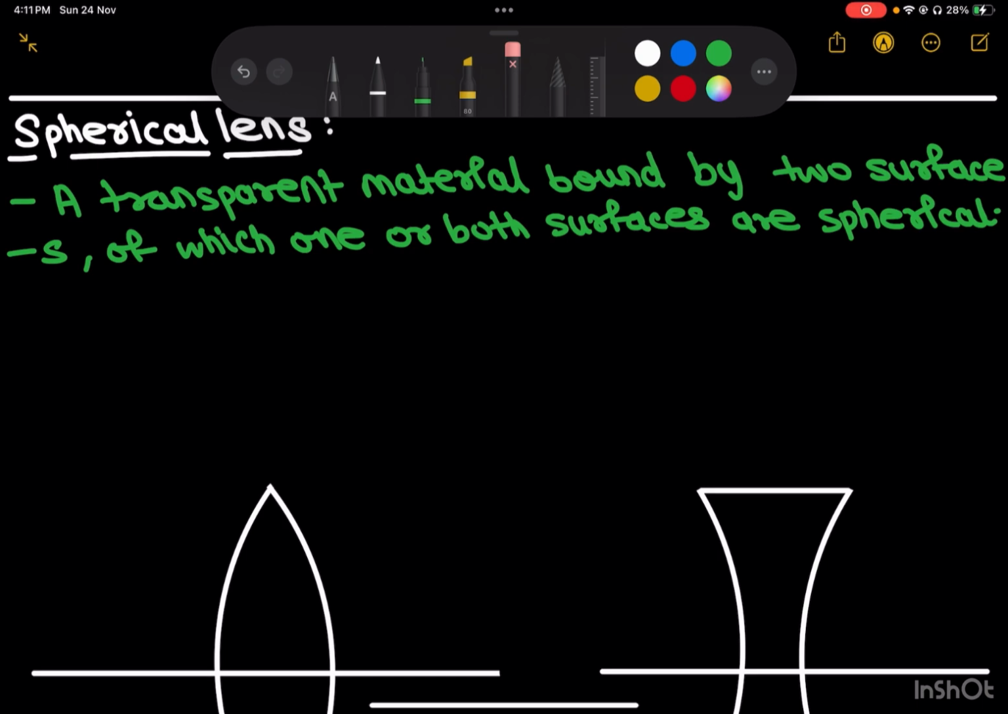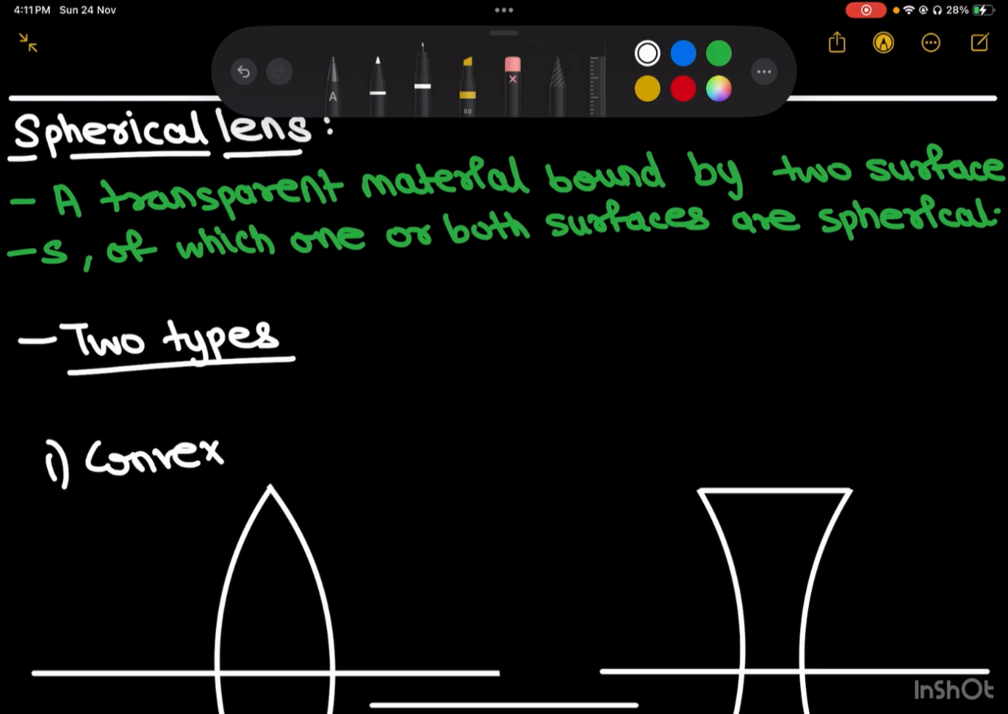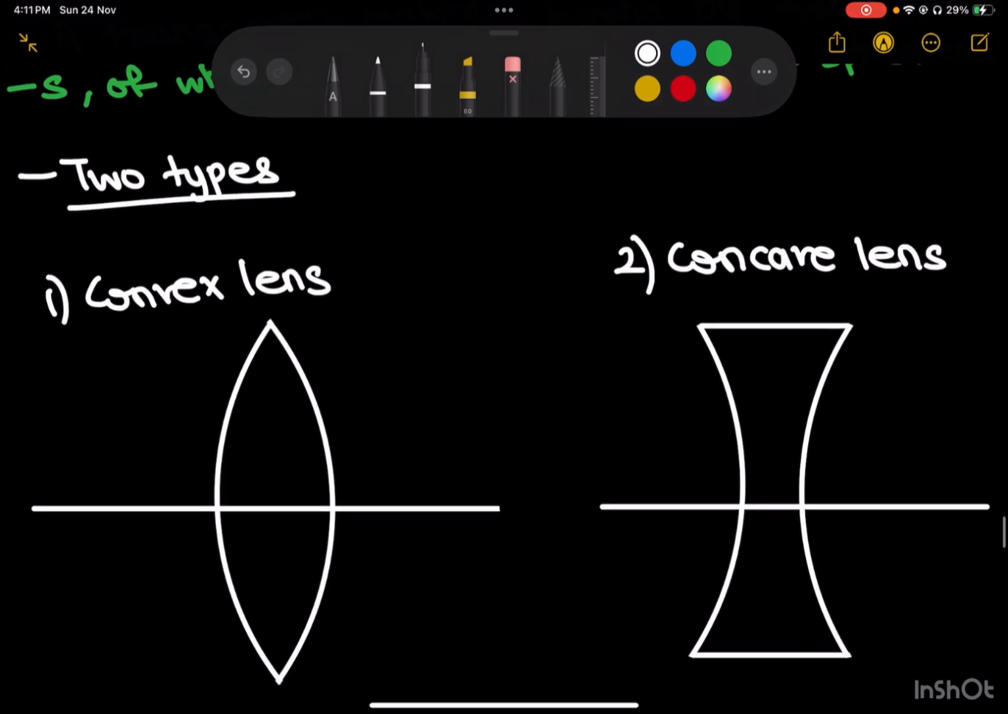Okay, so there are two types. You might see the drawing here. Okay, so I made it in advance. So there are two types. The first one is convex lens. The second one is concave lens. Same name as mirror, just it is lens. That's all. So what is a convex lens? A lens which is bulging outwards. So the surfaces, they are bulging outwards, right?